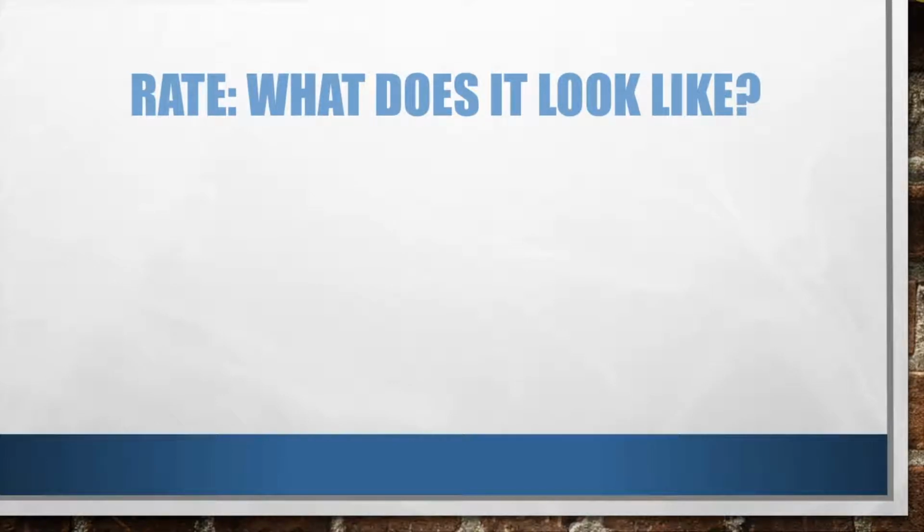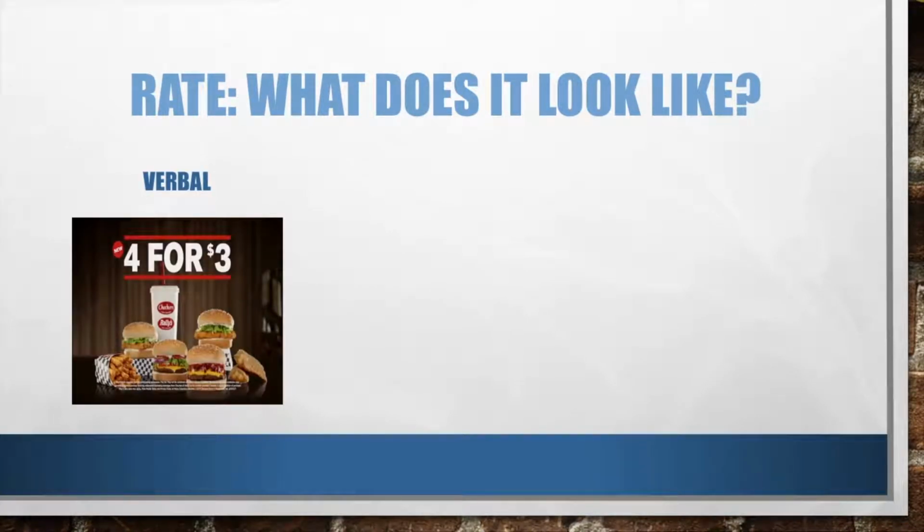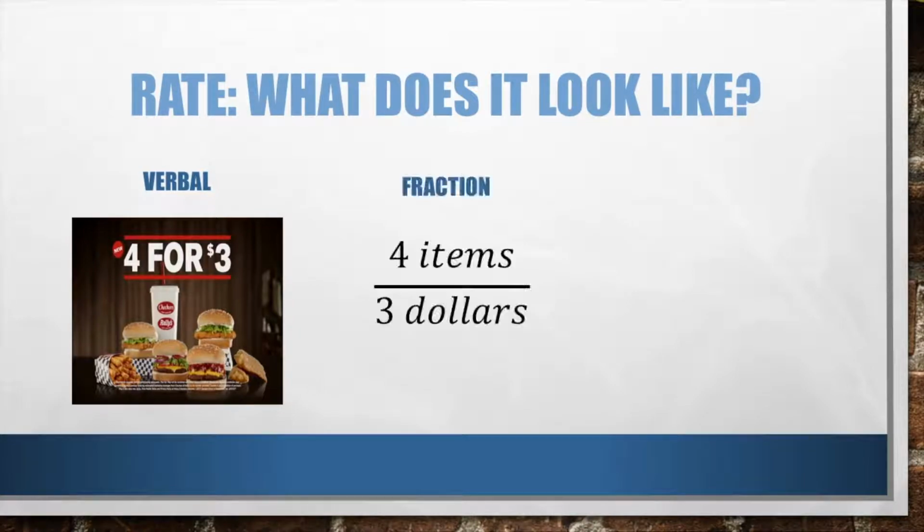So what does rate look like? How can we see rate represented? We can have a verbal representation. The Checkers ad was a verbal representation, a very simple one. We could also see a scenario description of something happening that has numbers in there that describe a rate. We'll see an example of that later. Fractions, yes, we're going to see fractions. Fractions don't go away in math. I understand we don't like them. We're going to have to tolerate them though.